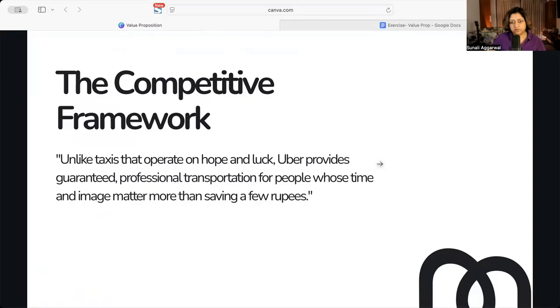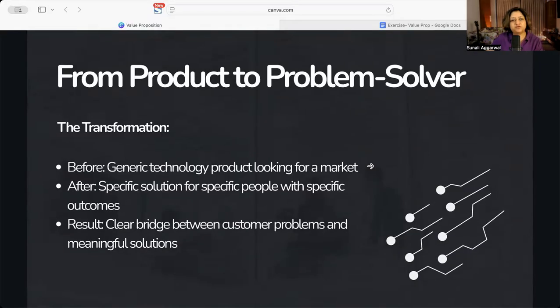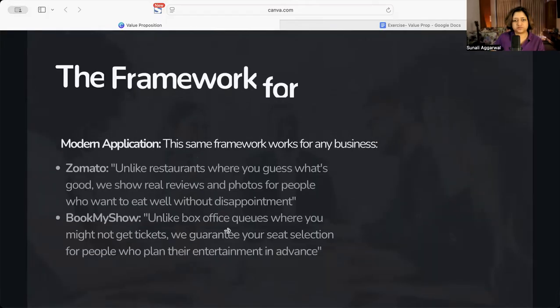The competitive framework: unlike taxis operating on hope and luck, Uber provides guaranteed professional transportation for people whose time and image matters the most. From product to problem solver. Generic technology, a product looking for a market. And after this, the transformation was a specific solution for specific people with specific outcomes. And this is what customer targeting is: narrow down your customer demographic. A clear bridge between customer problems and meaningful solutions.